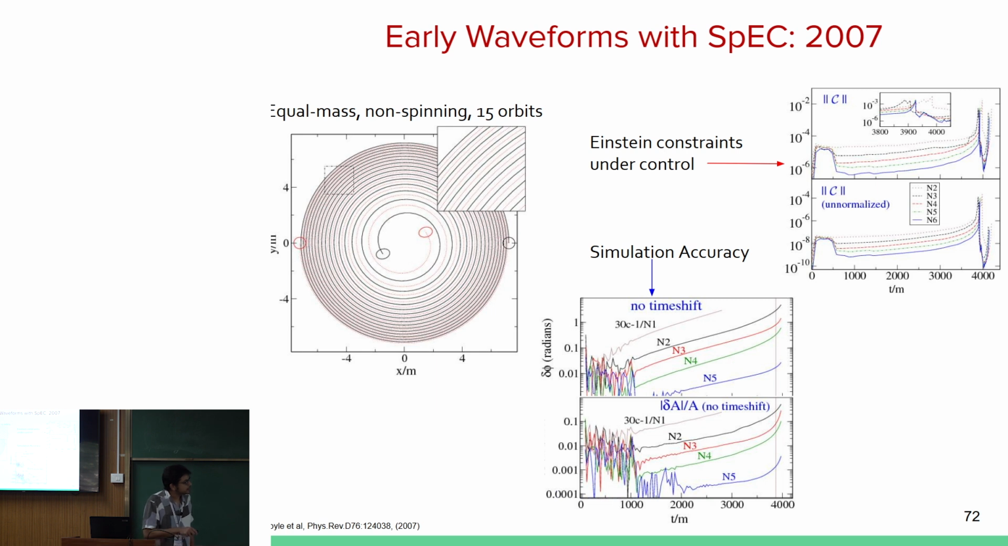Now, these are Einstein constraints over here. These show the norm of those constraints. At every time, we take the L2 norm of the constraints over all grid points. So this is what the top and the bottom are showing, and different lines here correspond to different levels of spectral resolution.